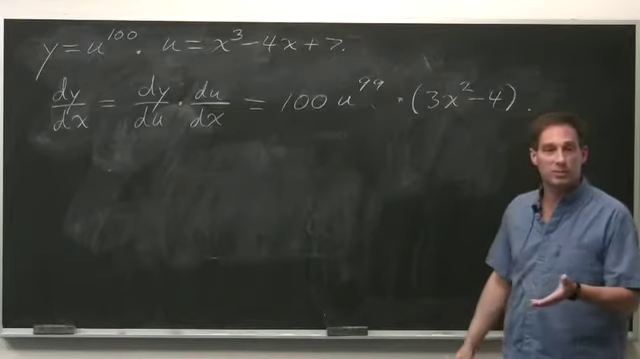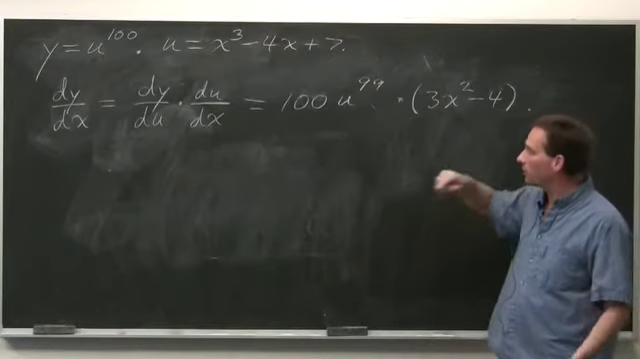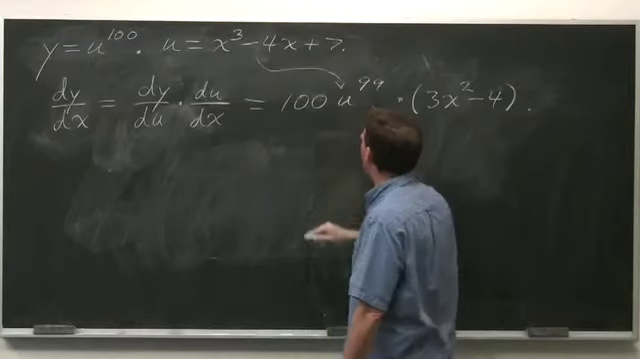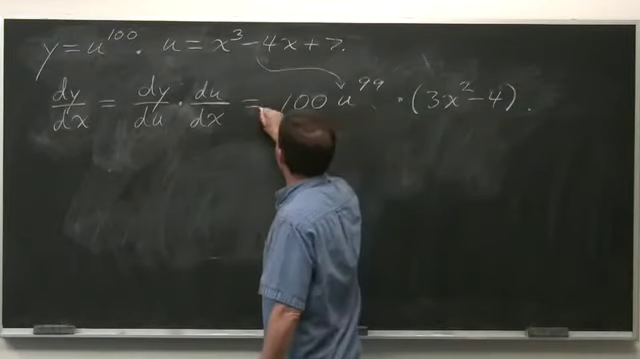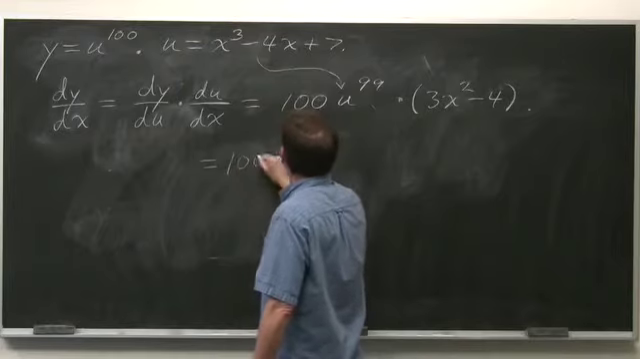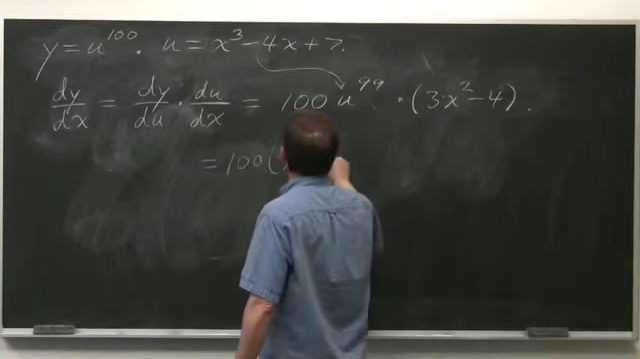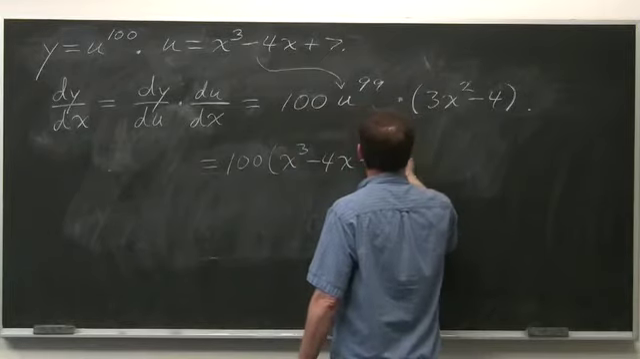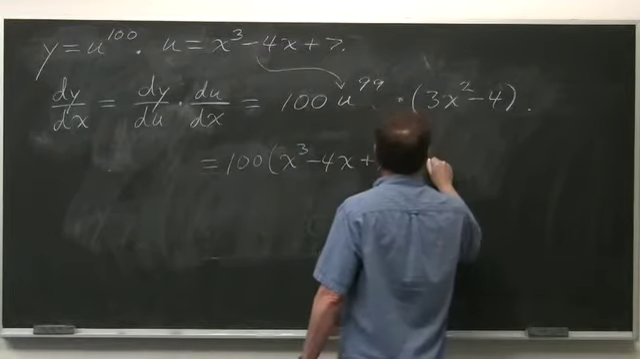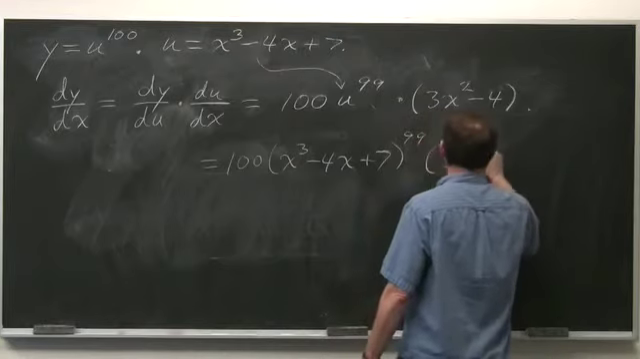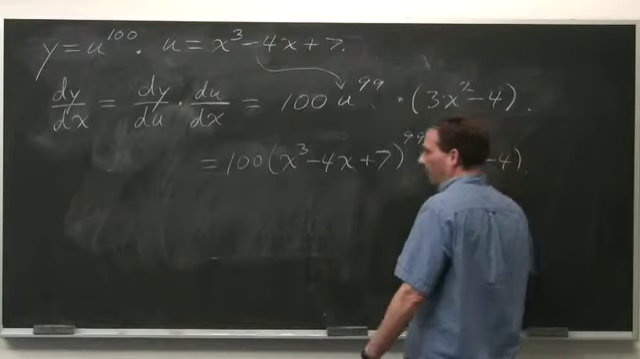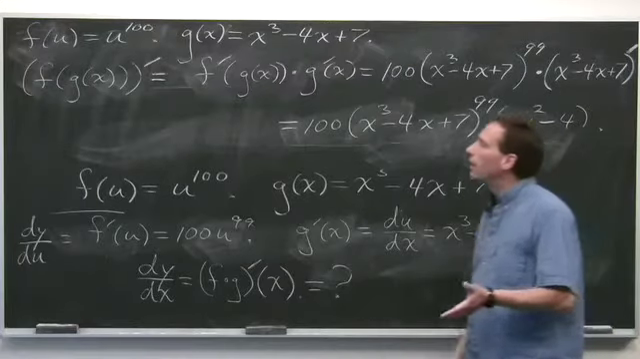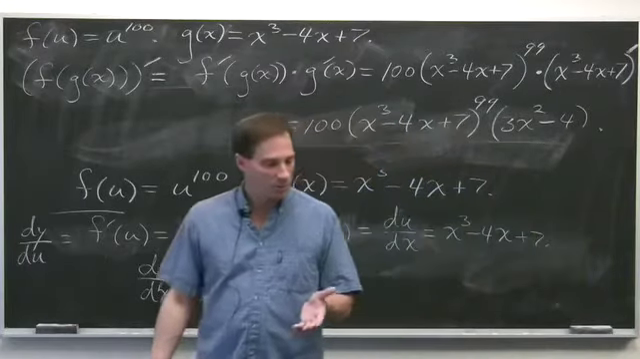Is this answer the same as the answer we got in the other notation? Yes, but if you want it to look the same, you have to put in what u is as a function of x. This is 100 (x cubed minus 4x plus 7) to the 99th power times 3x squared minus 4. So yeah, you get the same thing either way. You know, it's math. It should work out the same, no matter how you do it. All right, this is the chain rule.